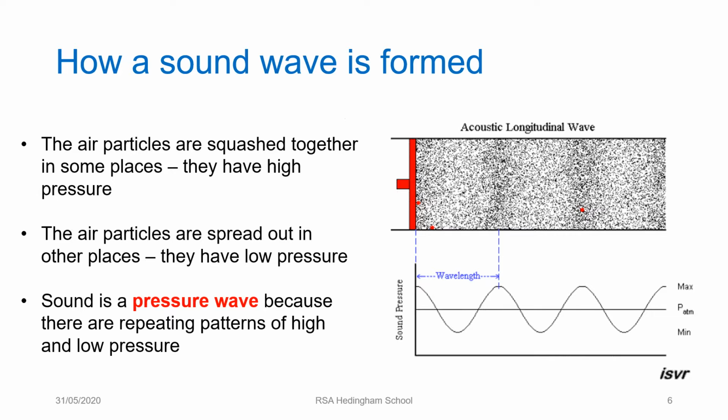If you look at the diagram, the animation, the places where the particles are densely packed together are high pressure, and that's shown on the graph underneath, and the bits where they're spread out are low pressure. If you look at the red particles, you'll see that they're not actually moving along the wave.